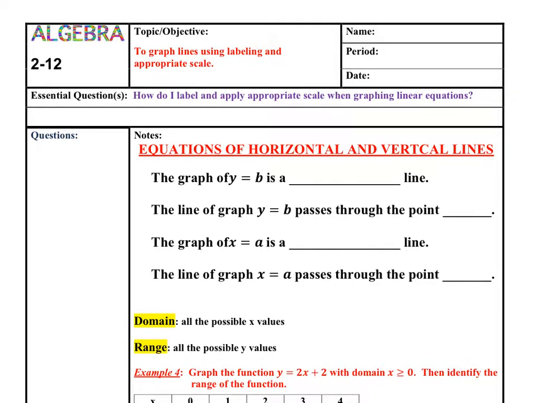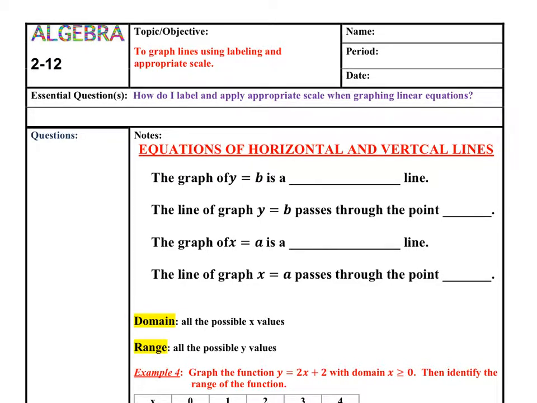We talked about how horizontal lines have a slope of 0 and our y equals a number. Vertical lines have a slope of undefined and our x equals a number. So the graph of y equals b, b being a number, is what kind of line?